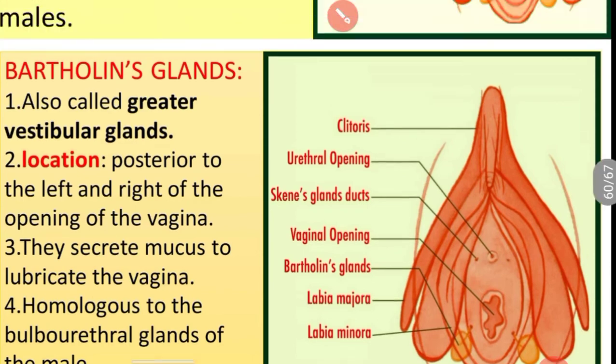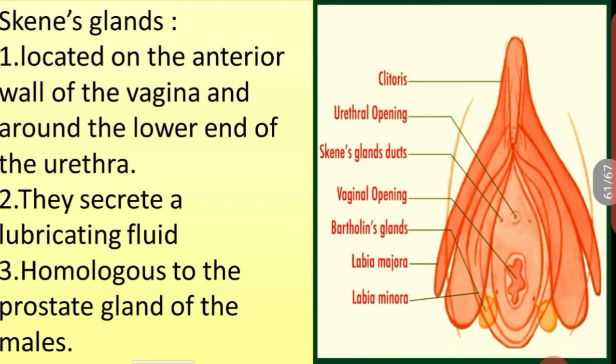Next, Skene's gland, located on the anterior wall of the vagina around the lower end of the urethra. This is the urinary opening, right? In the female, the urinary opening is separate and the vaginal opening is separate, right? In the male, it is the same opening: the urethra releases the semen and the urethra releases the urine, but at different times. Got it? But in the female, a urethral opening will be there to release the urine, and a vaginal opening will be there. What is the use of the vagina? Copulation, and it also acts as a birth canal.